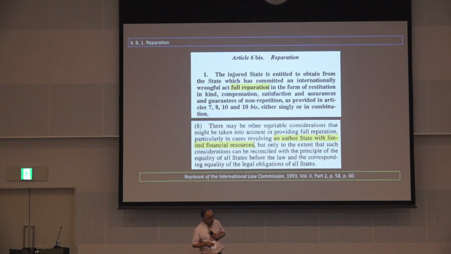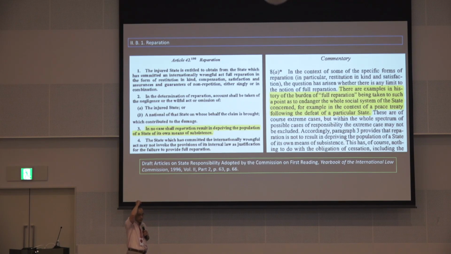In fact, the International Law Commission, in the process of drafting the relevant provisions on reparation, discussed this issue. Full reparation is the principle, that's fine. But in a case where the state which committed an internationally wrongful act has seriously limited financial resources, we may have to think about something else. Generally speaking, you have to wipe out all the consequences of the illegal act. But if you have limited financial resources, first of all, you cannot do that. So some legal rules may be necessary. There was a discussion conducted within the International Law Commission. One idea was that in no case shall reparation result in depriving the population of a state of its means of subsistence. That kind of proposal was made in the process of drafting.